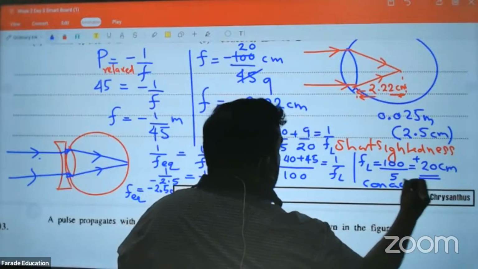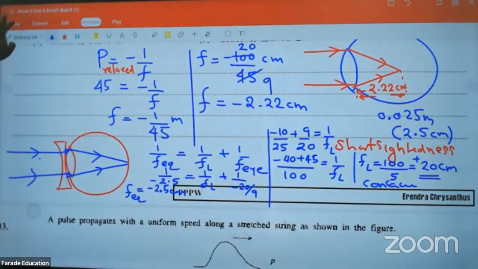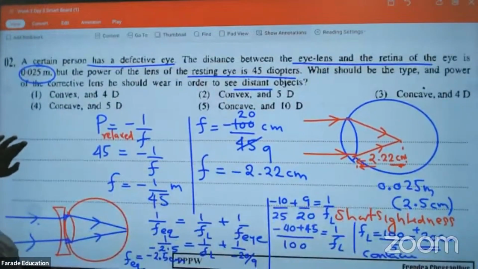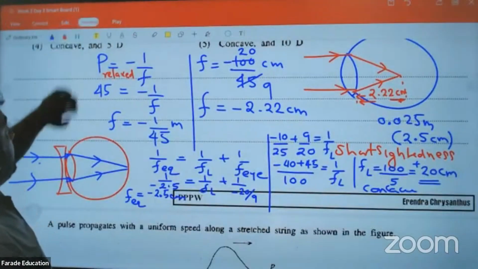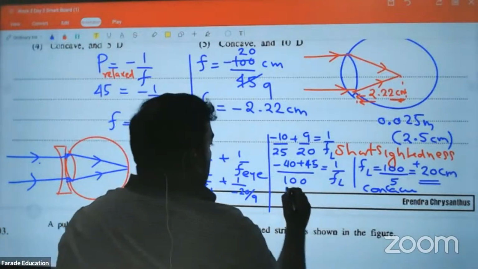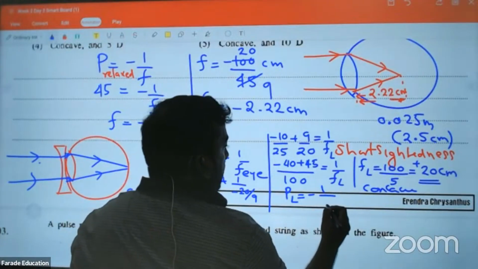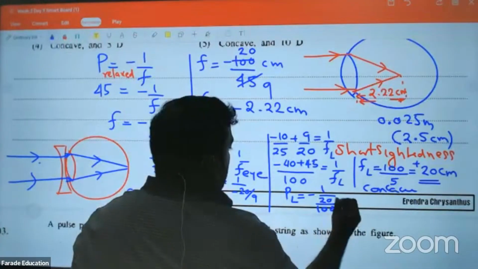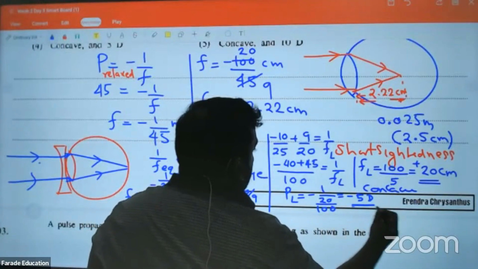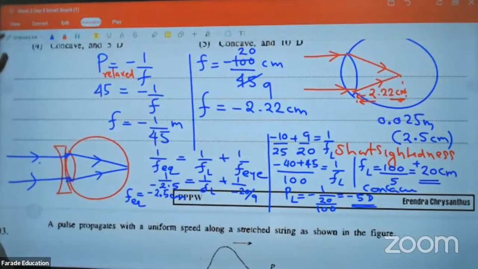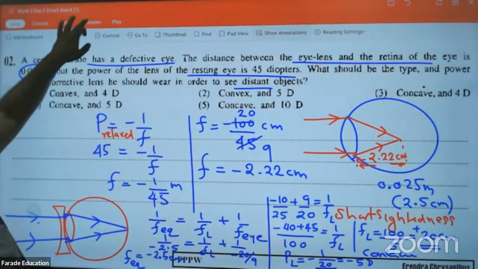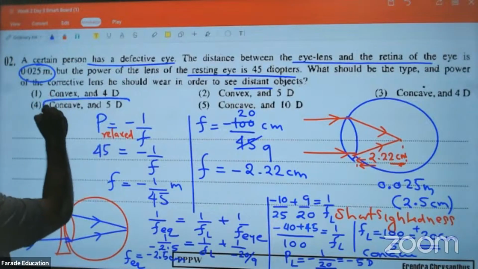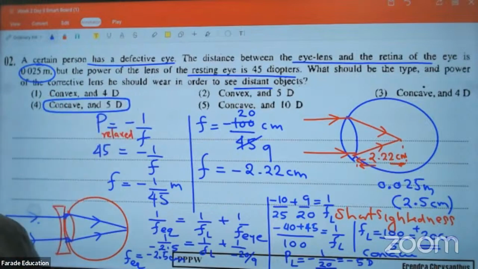Concave lens, 20 centimeters. Now let's find the power. Power of the lens is equal to minus 1 over focal length, 20 centimeters converted to meters, which is minus 5 diopters. Minus means concave. So the answer is a concave lens of 5 diopters. Answer number 4.